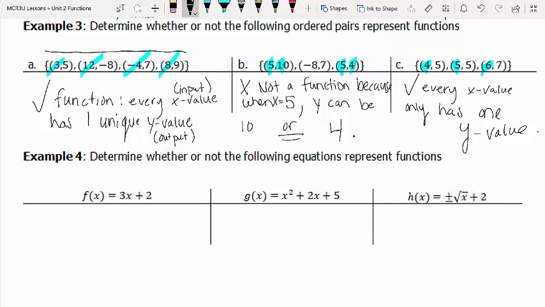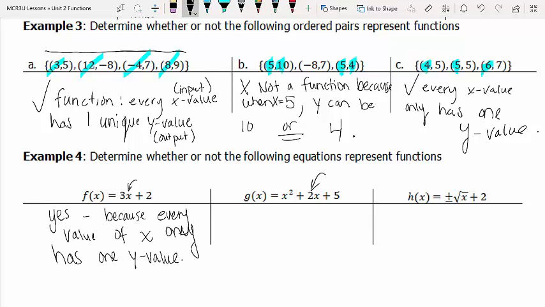Okay, so this first one here, f at x equals 3x plus 2. We know right away that that is a linear relation because it is a degree 1 equation. So as a result, every value of x has one value of y only. So this is a function. Okay, here we have a quadratic. And we also know from above that quadratics are functions because for every input they only have one output.